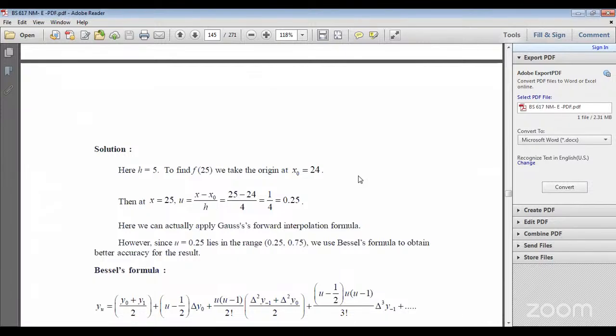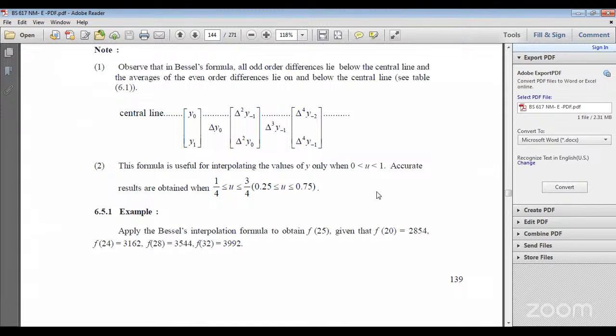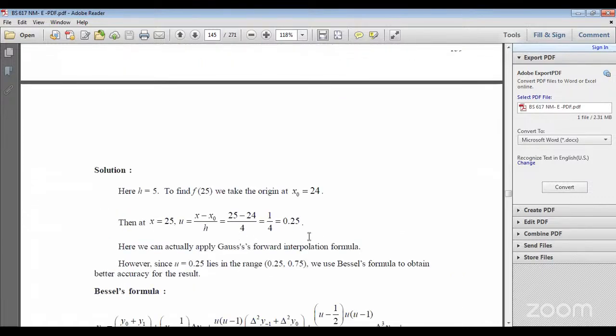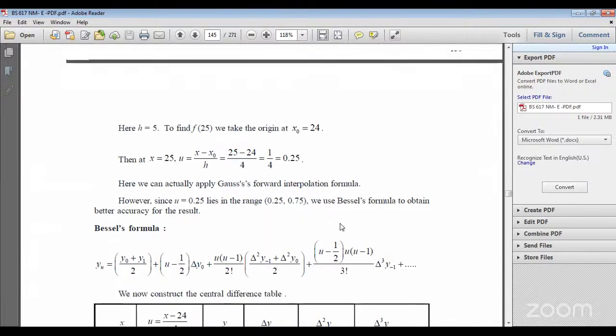So what I am taking here is x = 25, find f(25), and the origin x0 is equal to 24. Why? Because of 25 we are taking here, but 20, 24, 28, 32, the four values are given. So x0 = 24, and u = (25 minus 24) by 4 = 0.25. The ordinate 24, 25, right?